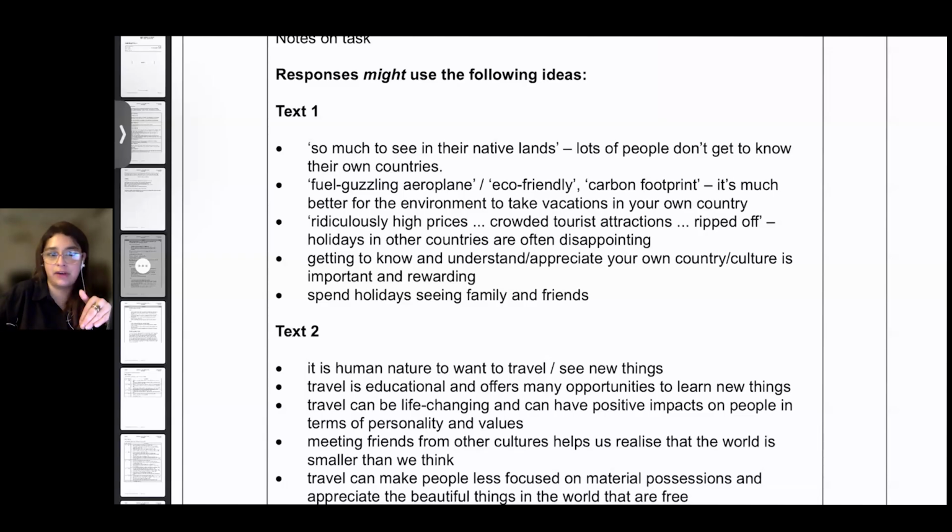Obviously, our next paragraph will be the next opinion, where we highlight the idea of how it is human nature to want to see things. So when it is human nature to want to see things, we shouldn't limit it to the idea of simply highlighting international travel. Why not see your own country as well? That's something that we can evaluate from this point. Travel is educational and offers many opportunities. So again, applies to local and international travel. So we will use this point to support either opinion that we may have.